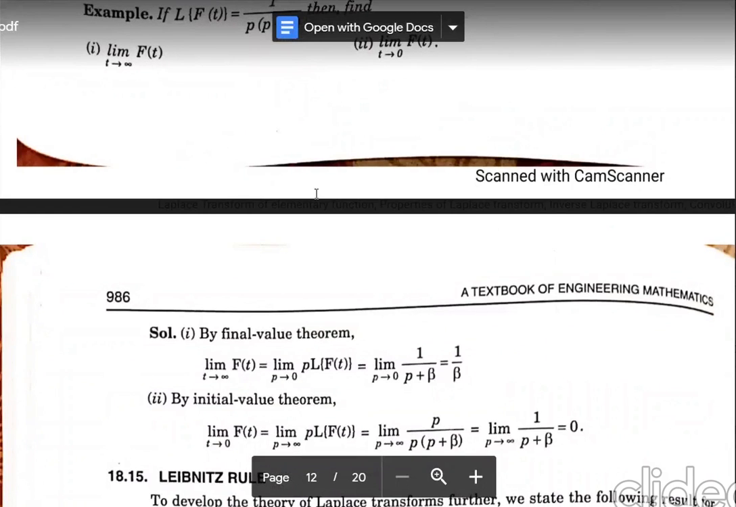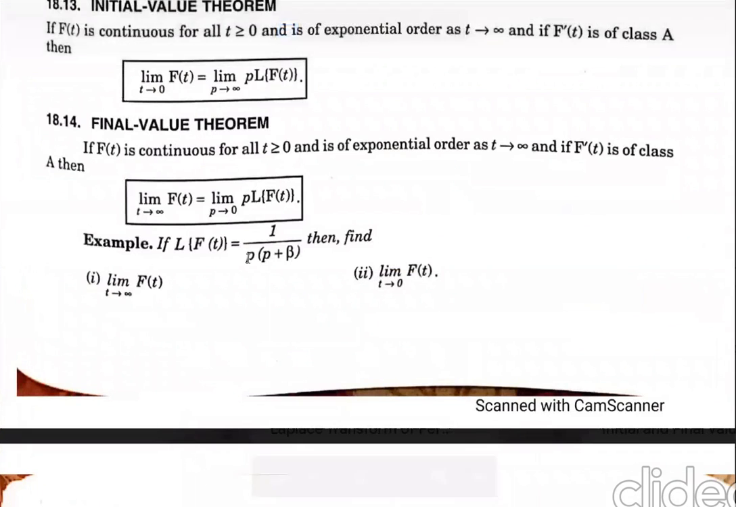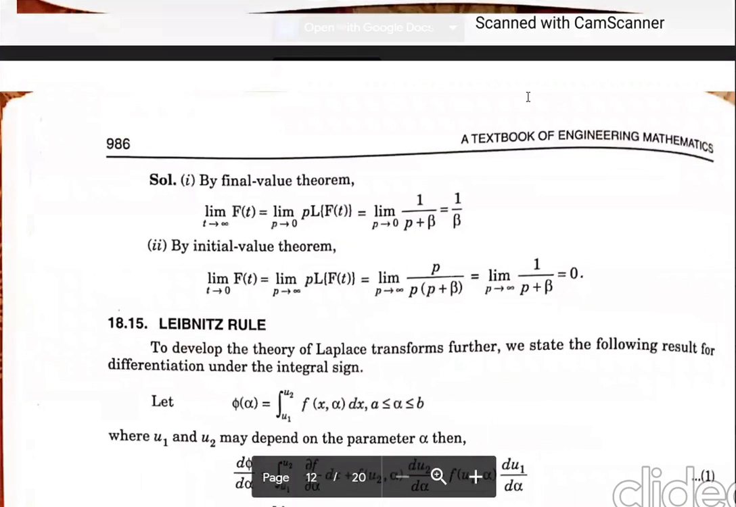So here, the Laplace transform as t tends to infinity of f of t. That means, from the final mean value theorem, limit p tends to 0 of p into the Laplace transform of f of t. That has already been given, and it is 1 by p into (p plus beta). So just substitute here.